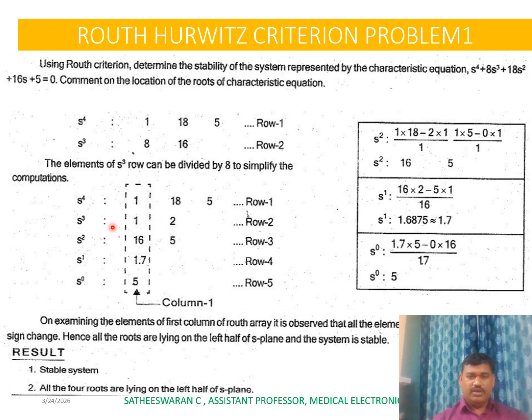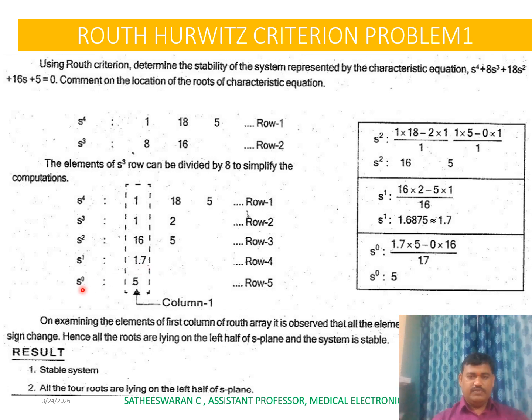S power 2 can be computed using 1 into 18 minus 1 into 2 divided by 1. So 18 minus 2 is 16, 16 by 1 is 16. So the s power 2 row can be written as 16. Then again here 1 into 5 minus 1 into 0 divided by 1, we get 5. Then we have to compute the s power 1 row: 16 into 2 minus 1 into 5 divided by 16. It is 1.6875, approximately 1.7. So s power 1 equals 1.7.